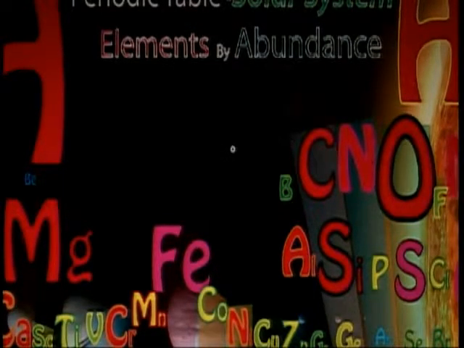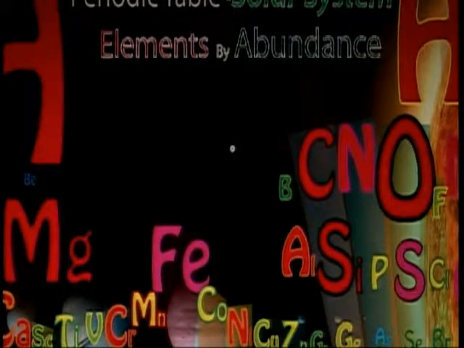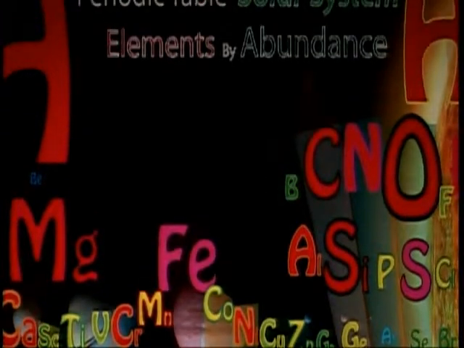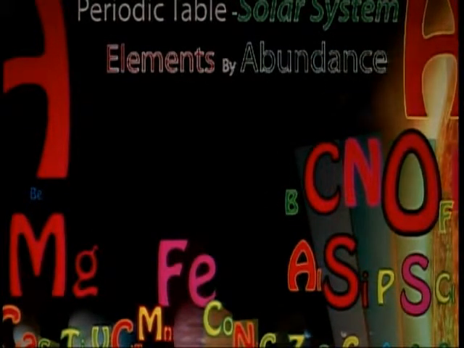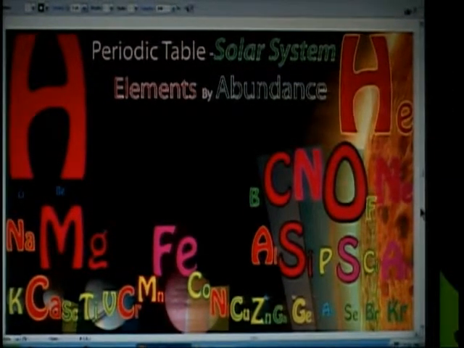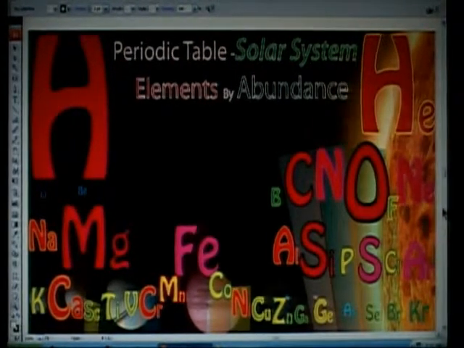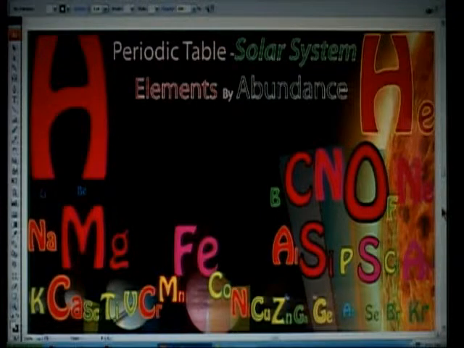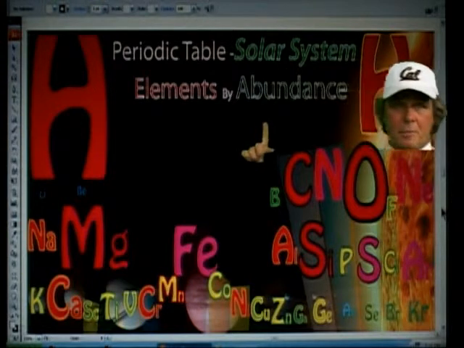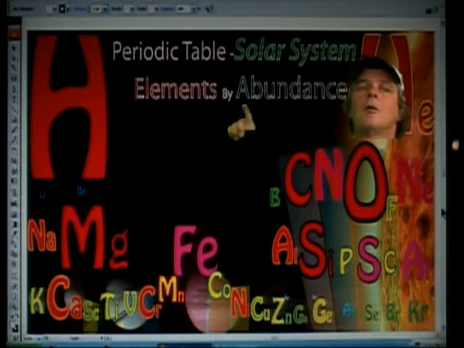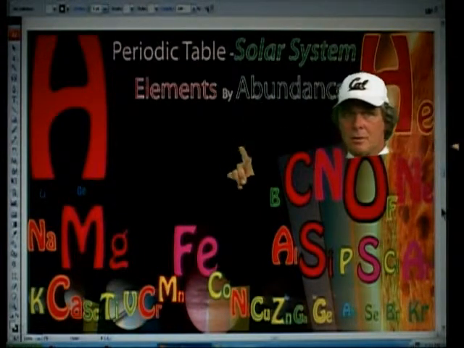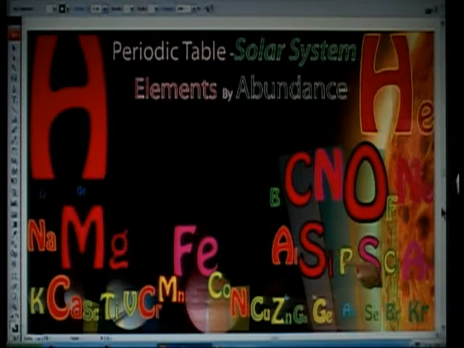This is our periodic table by solar system abundance. So if we look at our solar system now, and you can overlay these. This is what's great now. Okay, we got the abundances of the elements for the solar system. So lots of helium again, lots of hydrogen again, lots of silicon again. What do you think of that, huh?